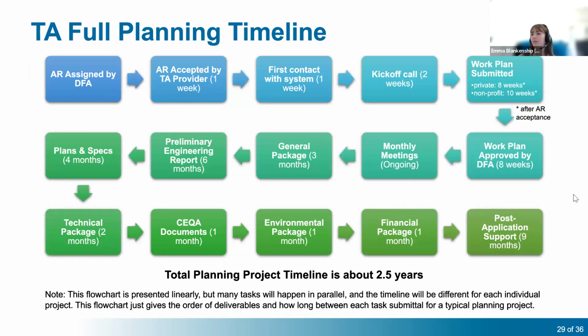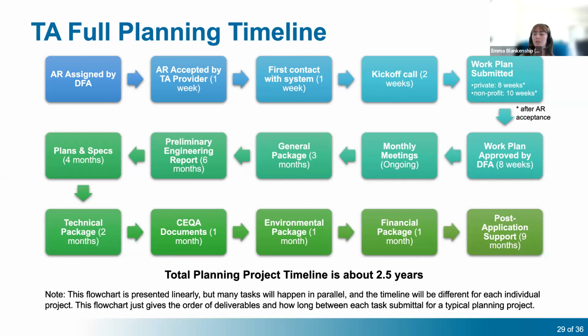Yeah, so here I've laid out your typical timeline that you might see for a full planning project. I'm presenting this flowchart linearly, but I just want to note that a lot of these tasks are going to be happening in parallel. And of course, the timeline is going to be different for each project. This is an ideal timeline, assuming nothing goes wrong and leads to any significant delays. Realistically, you may or may not be able to achieve the timeline that we've presented here.